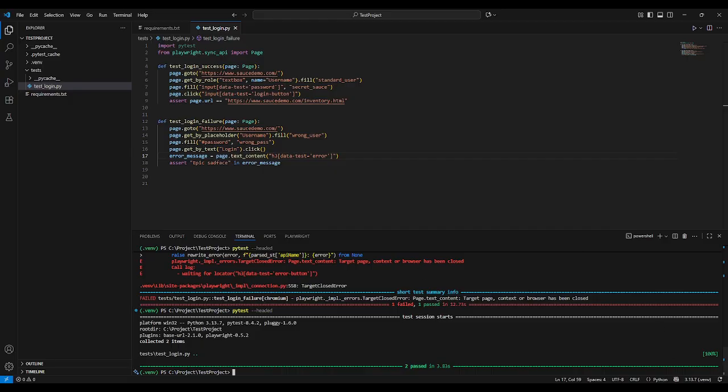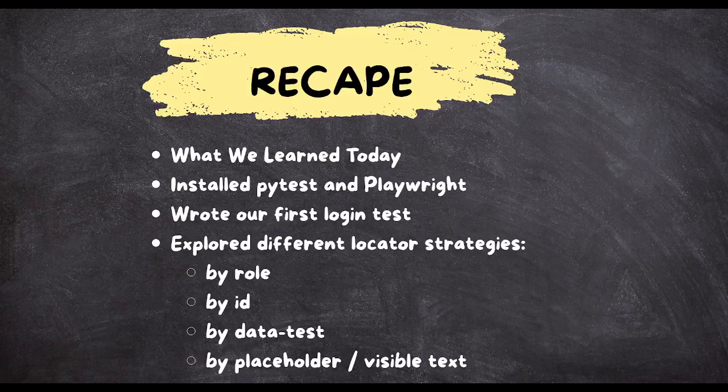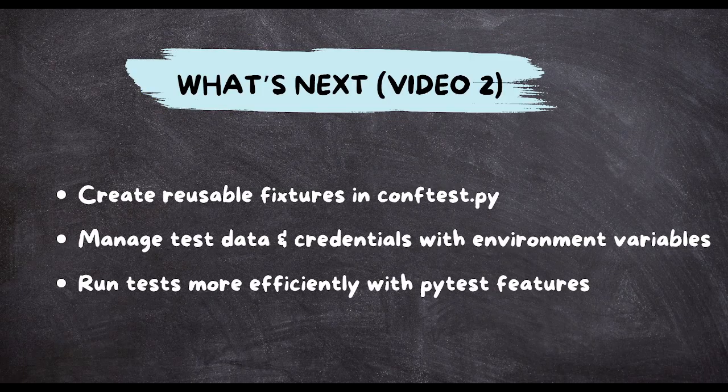And that's the end of today's lesson. Here is a quick recap. Today we set up Pytest and Playwright, wrote our first login test, and explored multiple locator strategies. Next time, we'll make our test cleaner and more usable with fixtures and handle login credentials securely.